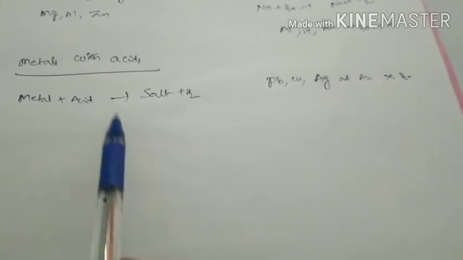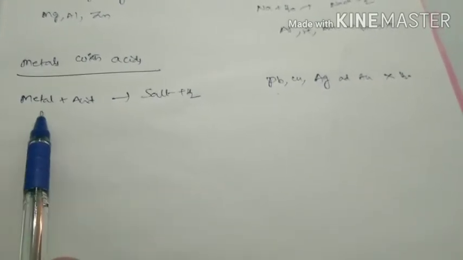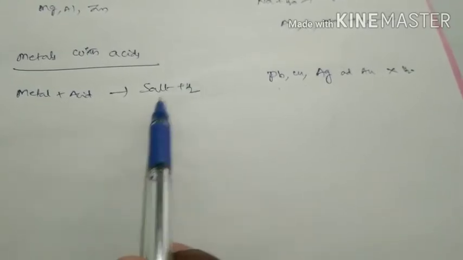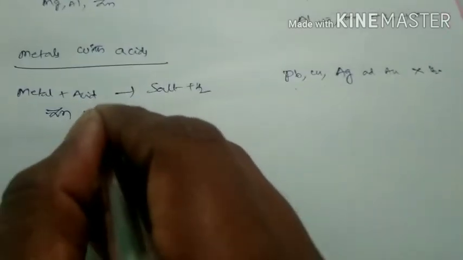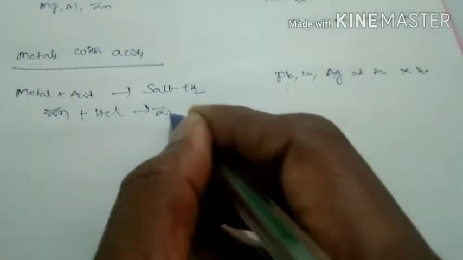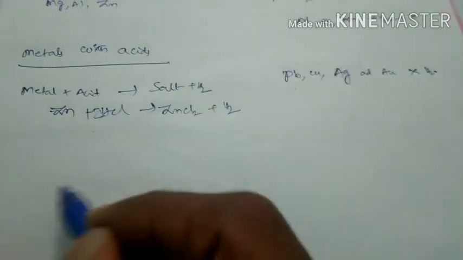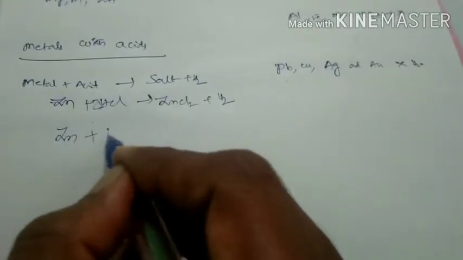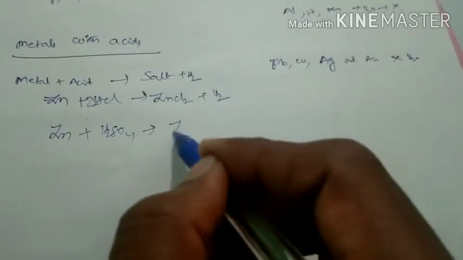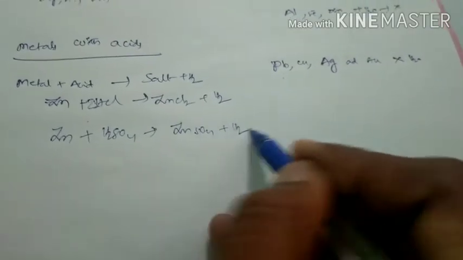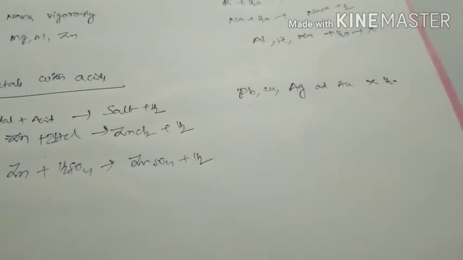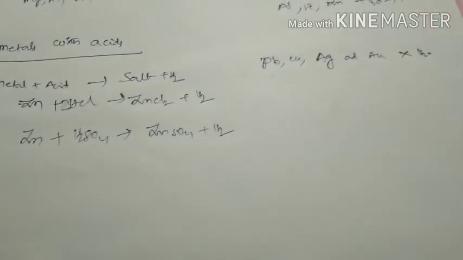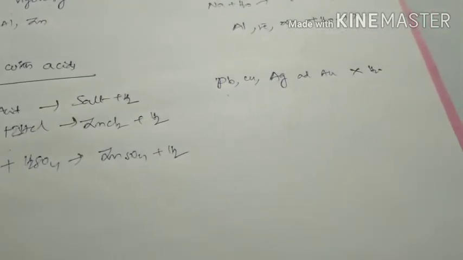This point also came in the previous lesson: when a metal reacts with acid, then salt and hydrogen gas are formed. For example, when zinc reacts with HCl, then ZnCl2 and hydrogen gas are formed. For balancing purposes, here we put 2. And one more equation: when zinc reacts with H2SO4, then ZnSO4 and hydrogen gas. So the point is, when any metal reacts with acid, then salt and hydrogen gas are formed.